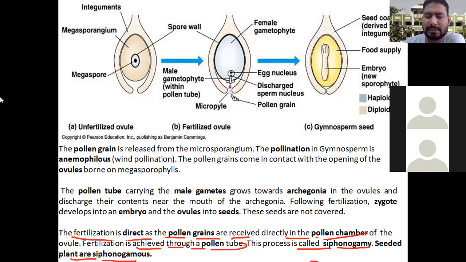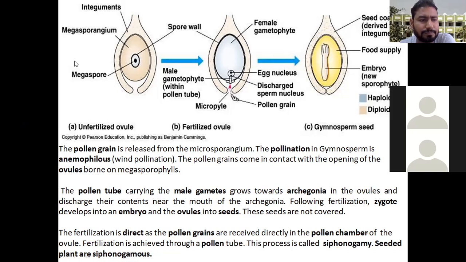So siphonogamy. What is the meaning of siphonogamy? It means when the pollen tube enters and starts to grow, that is called the siphon. Siphon means tube-like structure. So siphonogamy. Seeded plants generally represent the siphonogamous type of fertilization. Siphonogamous, okay. Siphono, not pheno. Siphon means tube.